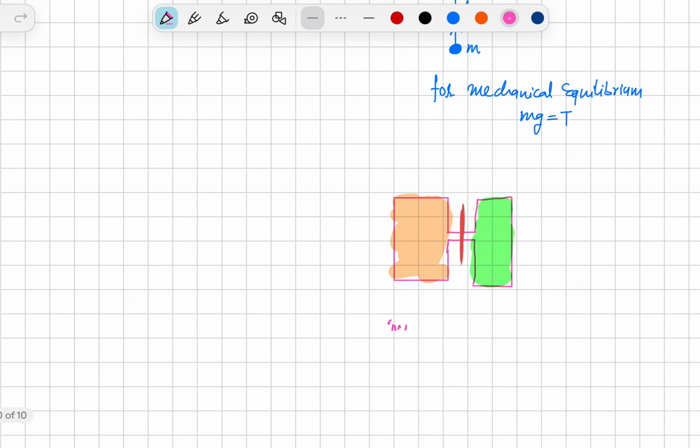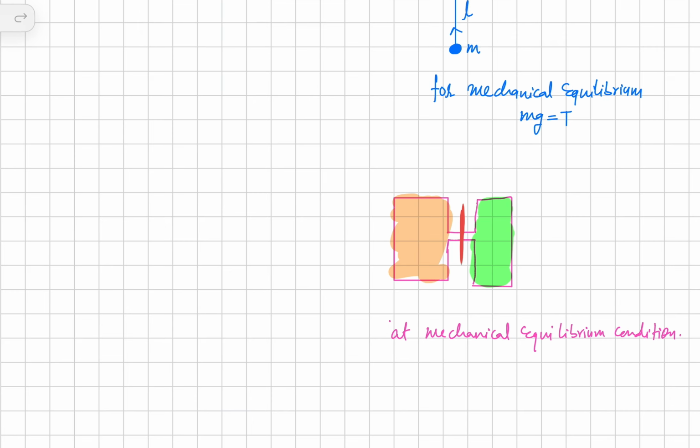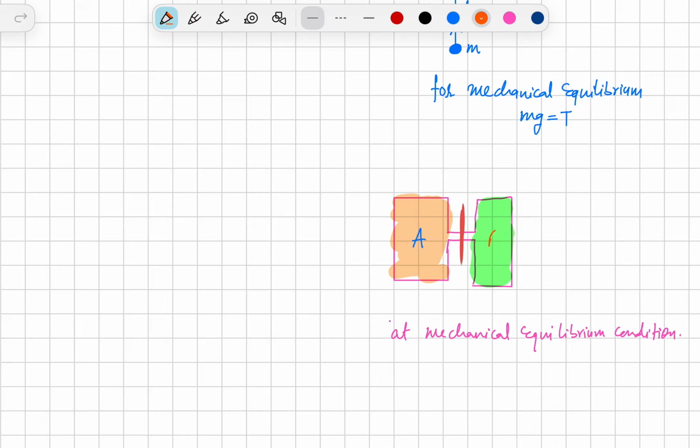Then this is called mechanical equilibrium condition. Fine. But now, the way we had a force here, a force for determining that equilibrium has been achieved, what is the corresponding quantity here? That is pressure. Suppose this gas is called A, gas A, and this gas is B.